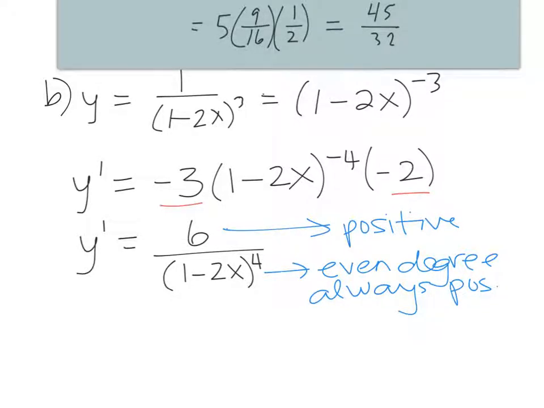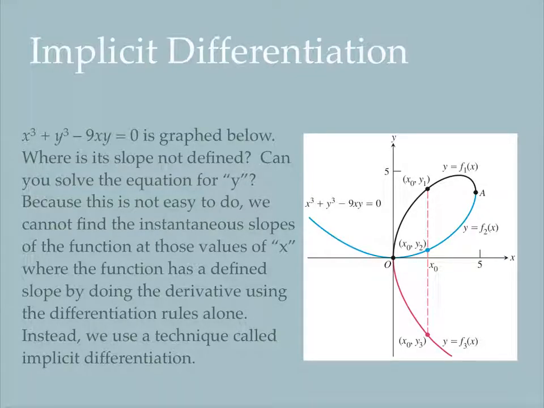y would always be increasing since this was always positive. Okay, so that's how you do that. What we're seeing, that's just a review pretty much, because that's chain rule.